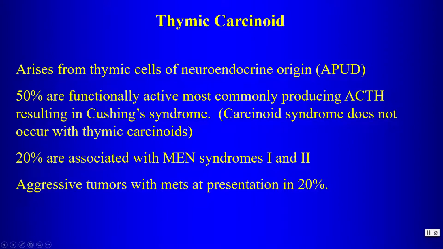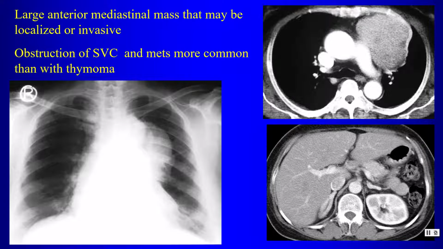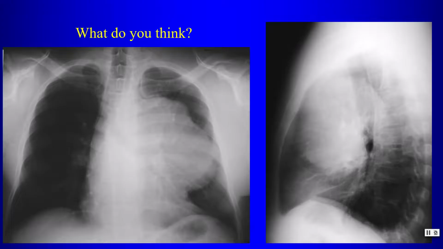So these tumors, 50% are functionally active. They produce ACTH, which can result in Cushing's syndrome. Interestingly, carcinoid syndrome does not occur with thymic carcinoids. 20% are associated with MEN syndromes. These can be aggressive with mets at presentation. So we have a large anterior mediastinal mass here with bilateral adrenal hyperplasia. Patient may have Cushing's here, so we think of thymic carcinoid. So these can be aggressive. They can cause obstruction of the superior vena cava and can have metastatic hematogenous metastases.